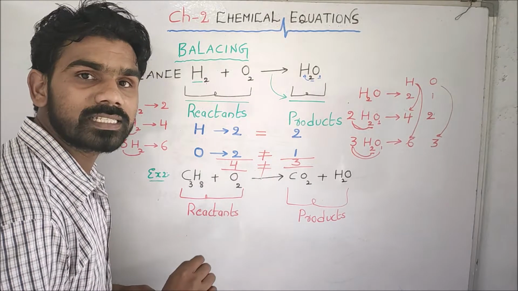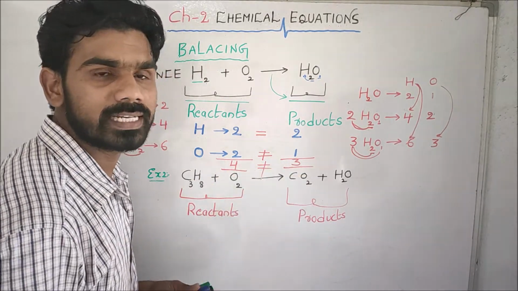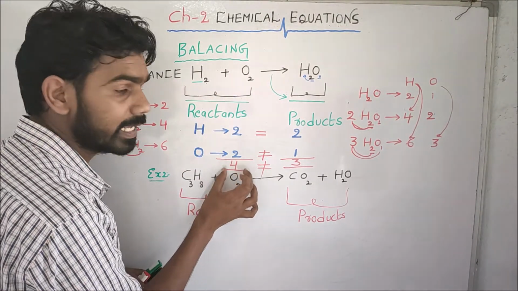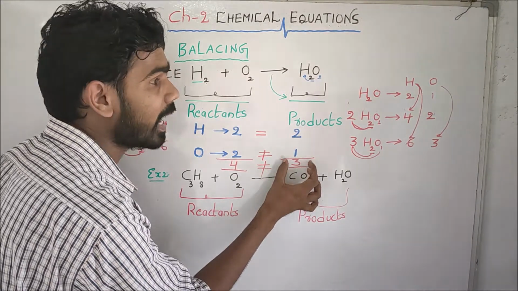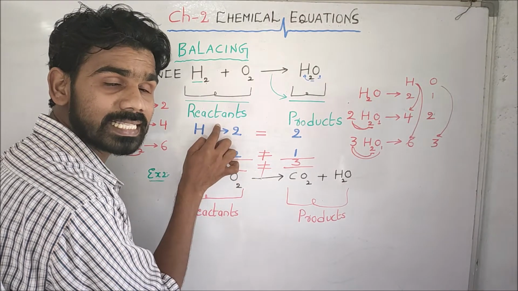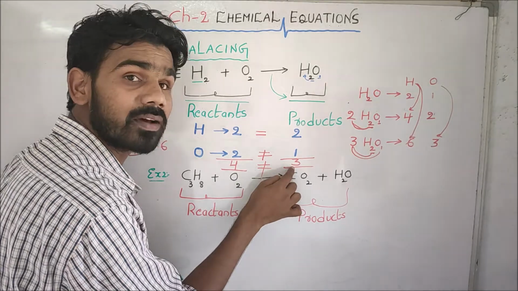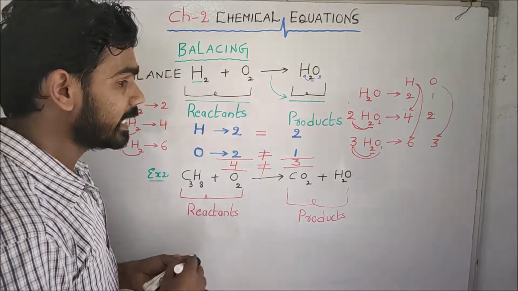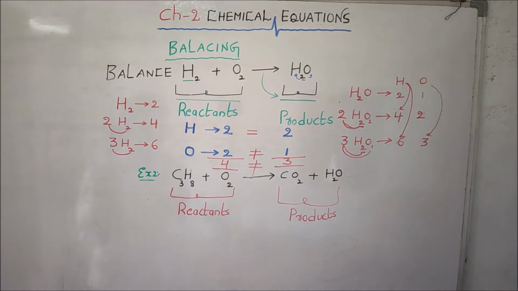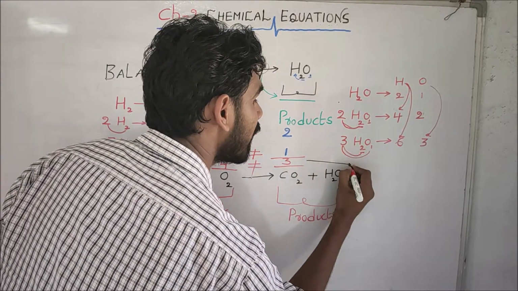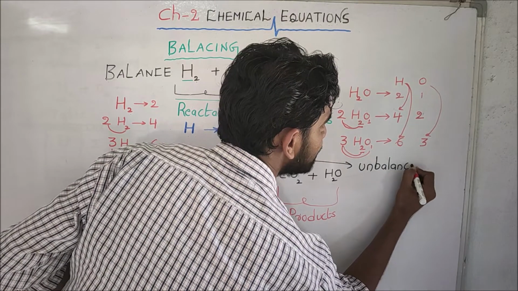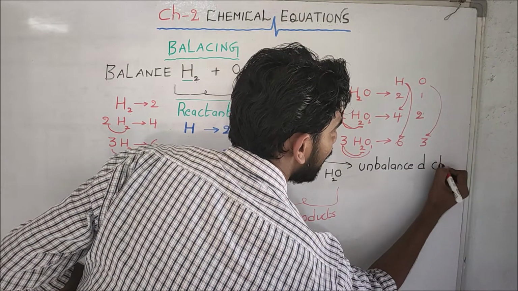So this type of equation is called an unbalanced chemical equation. If the total number of atoms on the left hand side is not equal to the total number of atoms on the right hand side, or the total number of atoms on the reactant side is not equal to the total number of atoms on the product side, then this type of chemical equation is called an unbalanced chemical equation.